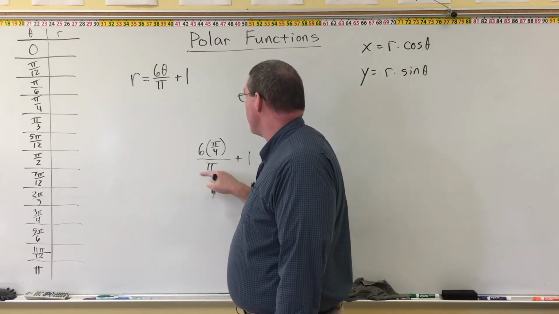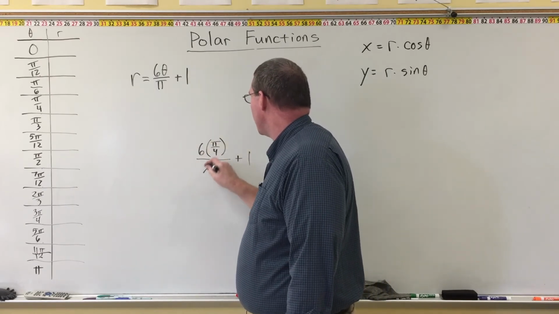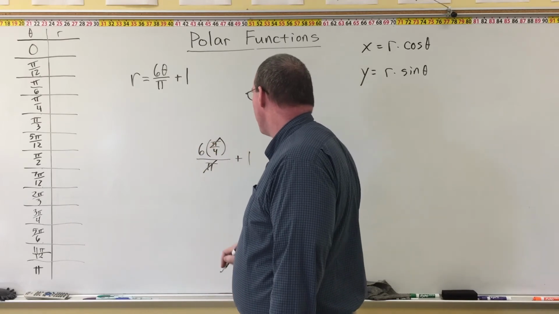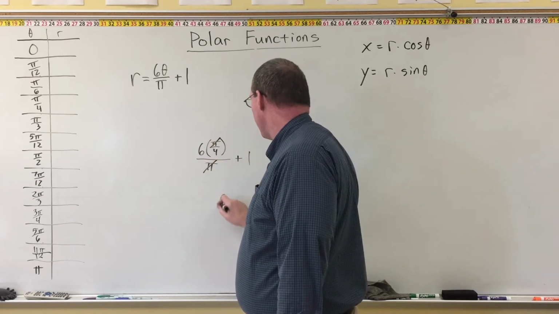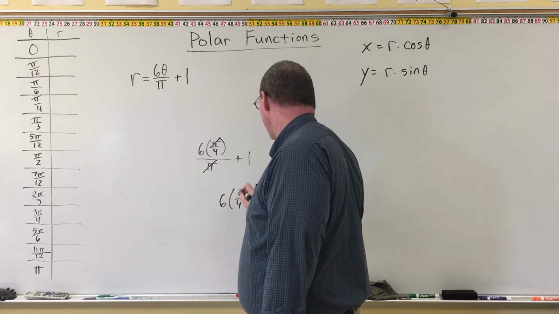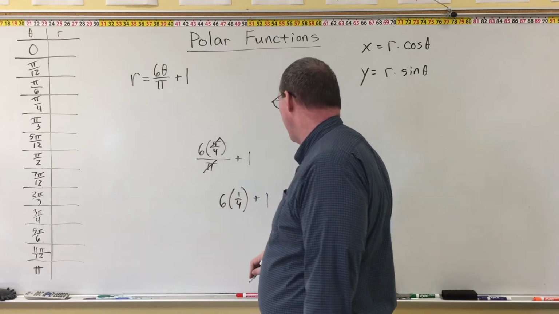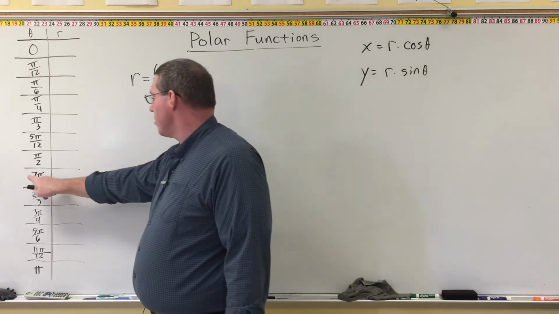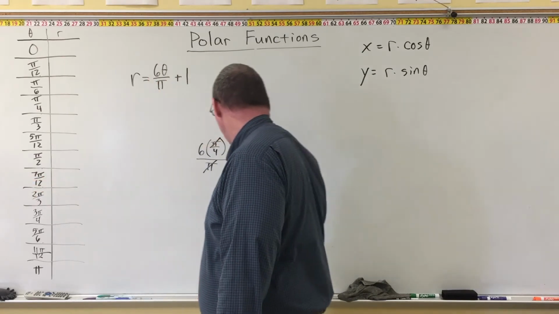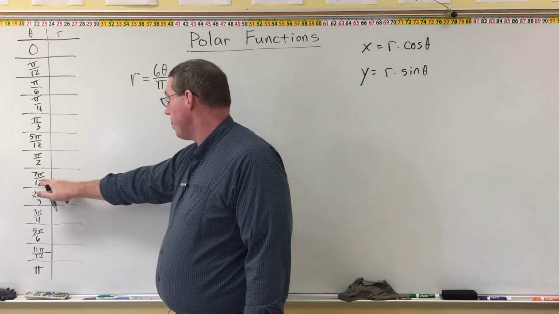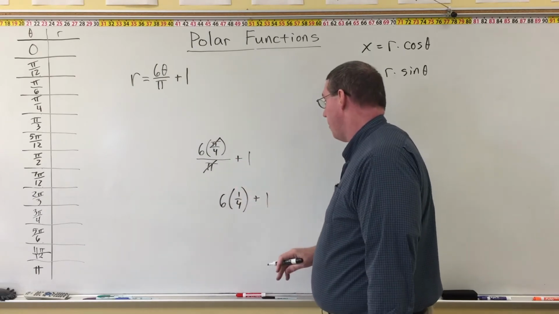In every one of these cases, this over pi is going to cancel the pi. So now what we really have is 6 times 1/4 plus 1, okay? So like this one would be 6 times 7/12 plus 1, all right? So you're really just canceling out the pi.